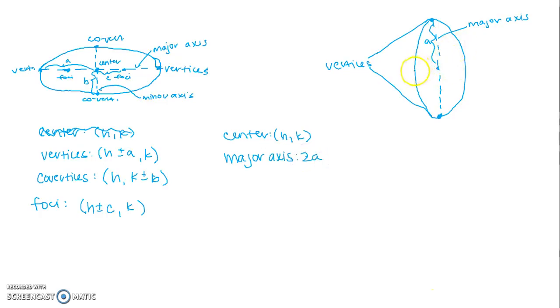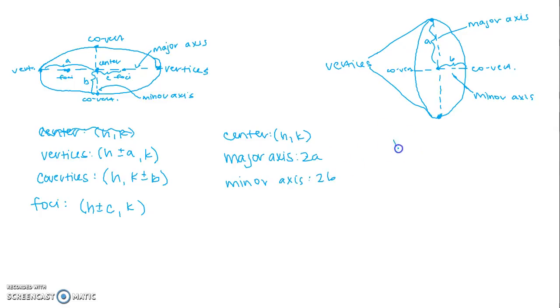My minor axis in this case would be going horizontally. Its length is going to be 2B because the distance from the center to an end is B, and yes, it still goes to those co-vertices. So my minor axis is 2B.